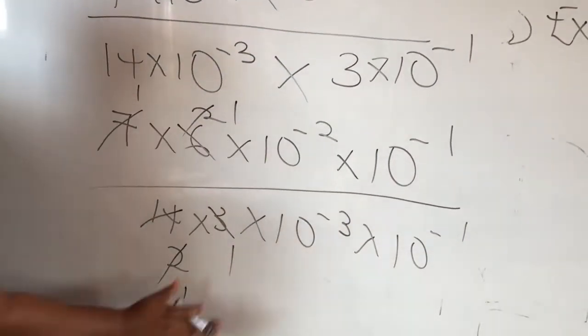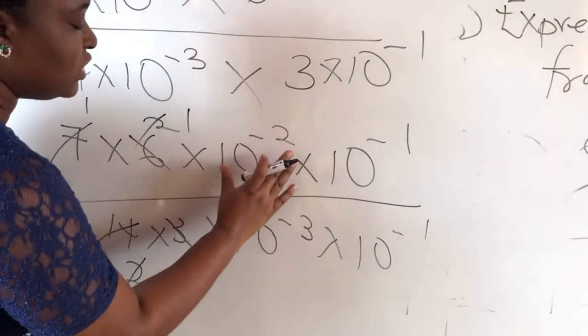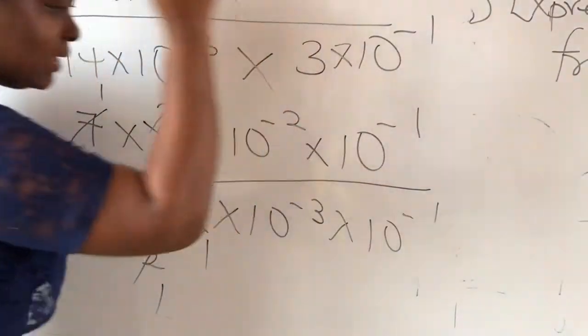So all our answers here are what? 1. Everything has cancelled out. So what we are left with is what? The bases and the powers.